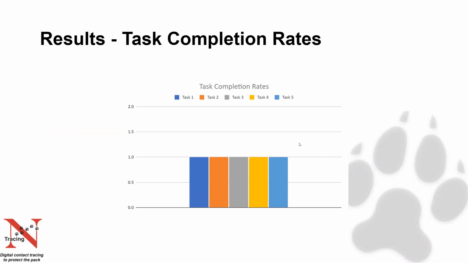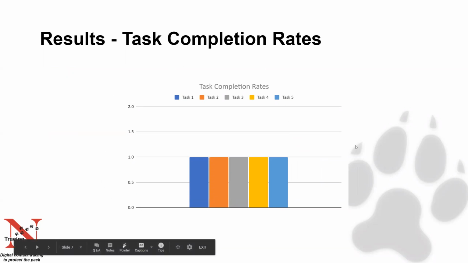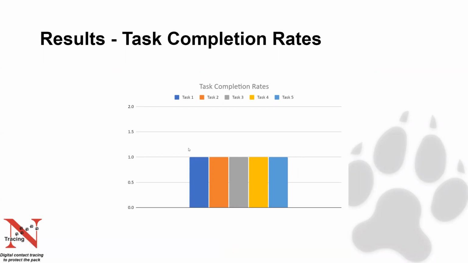The first result we got is the task completion rates. As shown in the picture, each task's rate reaches 100 percent, and no one fails in any task.